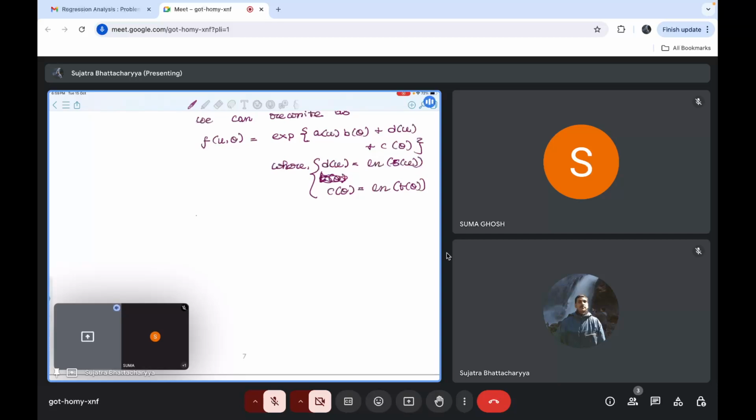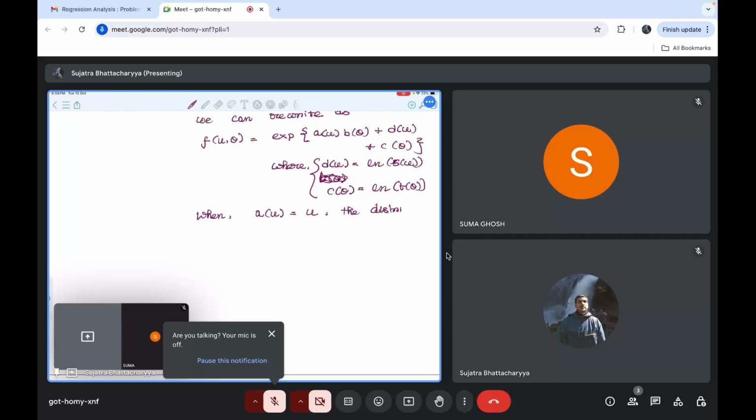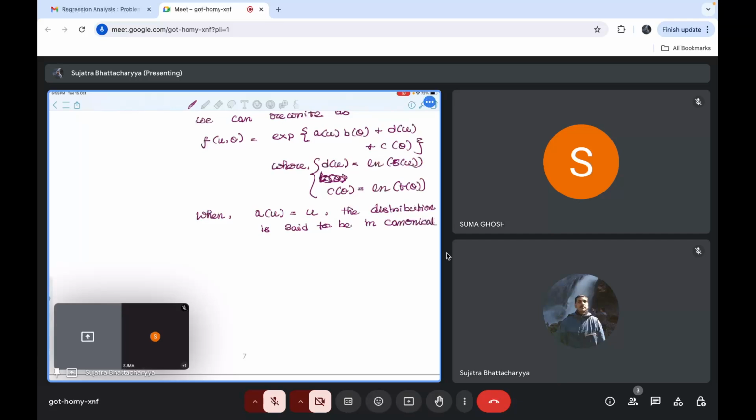Okay. Another thing is that when a of u is equal to the actual random variable u, we say the distribution is said to be in canonical form, and b of theta is called the natural parameter.